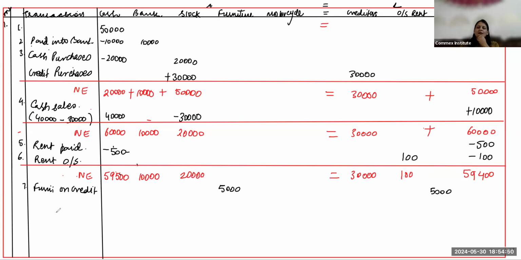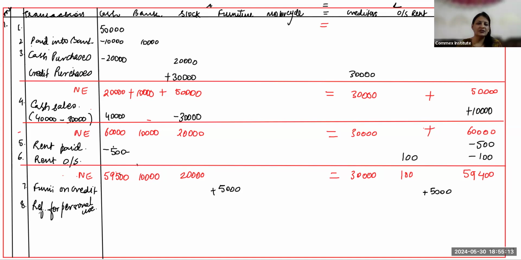So maybe we can skip the new equation over here also. My furniture has increased by 5,000 and my creditor for furniture has increased by 5,000. Now I'm skipping the new equation over here. I'm directly going to the 8th transaction. Refrigerator for personal use. So we'll write refrigerator for personal use.